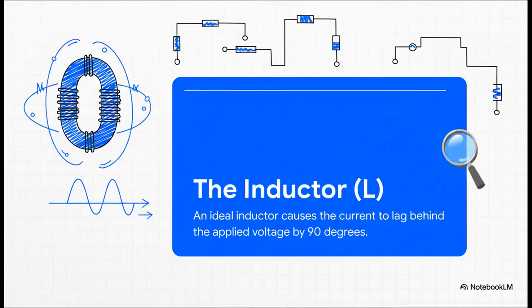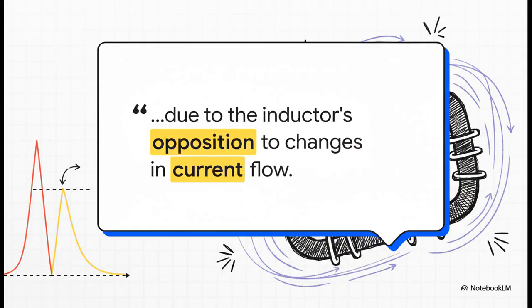All right, next up is the inductor, our stubborn character. An inductor is basically just a coil of wire, and its whole deal is that it resists any change in the current flowing through it. And that resistance to change, it causes a delay. It makes the current lag behind the voltage. So why does it do that? Well, it actually takes time and energy to build up a magnetic field around that coil as the current starts to flow. It's that initial effort that puts the current a full 90 degrees, or a quarter of a cycle, behind the voltage that's trying to push it.